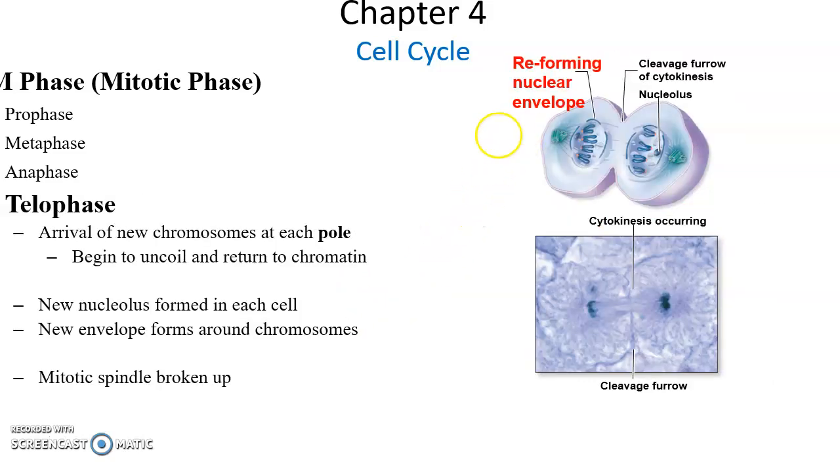Telophase. Telophase, the new chromosomes now arrive at the opposite ends of the cell. The nuclear envelope begins to reform around the chromosomes. The chromosomes begin to relax, become chromatin again. The nucleolus reforms. Mitotic spindle breaks up, basically returning to the way the cell would be during interphase.